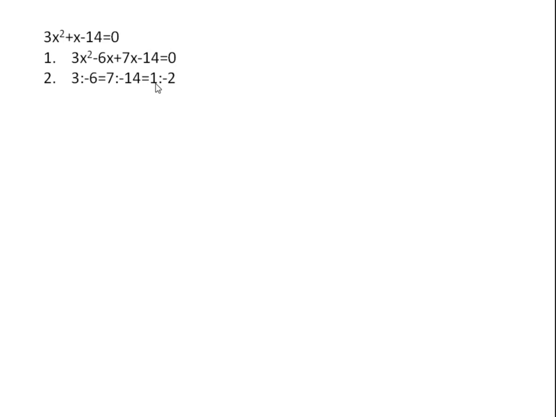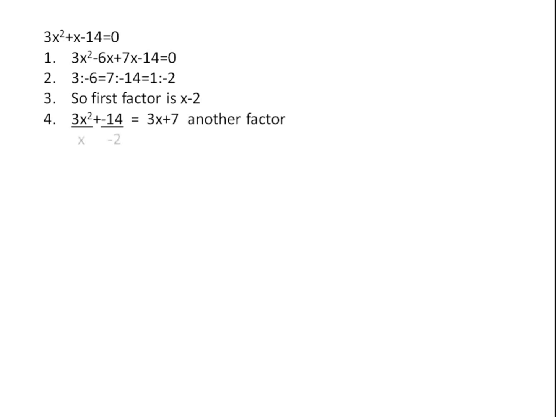Okay. So now what is the first factor? x minus 2. This is the first factor. And what about the second factor? Now we are going to divide 3x square by x and minus 14 by minus 2. So this gives us 3x plus 7. This is another factor. So 3x square plus x minus 14 is equal to x minus 2 into 3x plus 7.